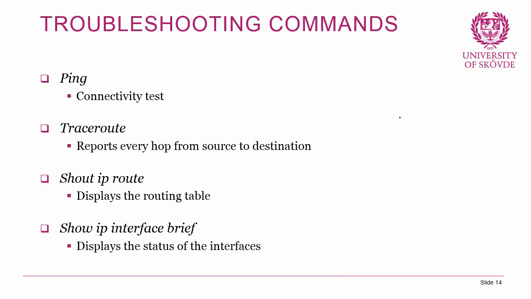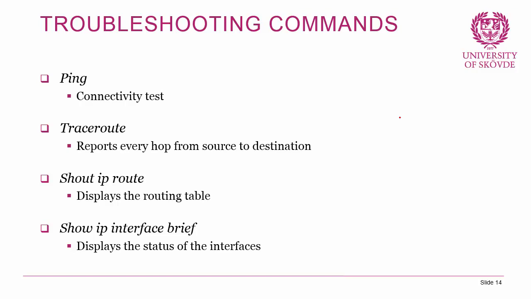You can also do the traceroute command, and it is sort of similar to ping, but what it does is that it reports every hop from source to destination. So the output you will get will be, well, if I want to go from network A to B, first I go through this router, then I go through that router, and then I'm there. So you can really see what way it's taking. If you're on a router, you can do a show, not shout, show ip route to display the routing table, or show ip interface brief, and that is going to display the status of the interfaces.